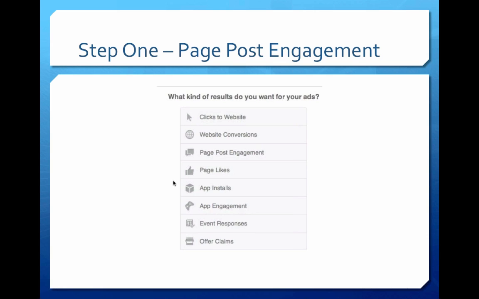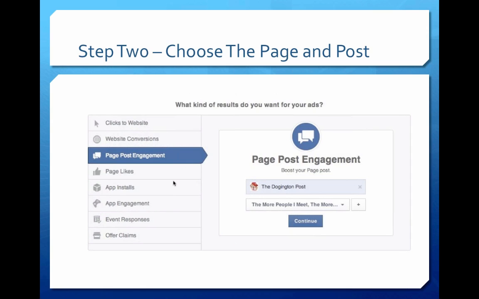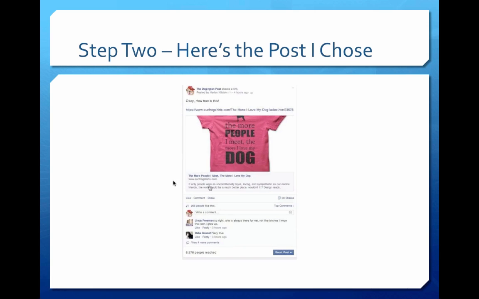So let's walk through it. I select page post engagement. Then it says, okay, which page do you want? I select the Doggington post. Then which post do you want? And it goes back and finds a couple of posts. You can select the post. Which post did I like? Well, I picked one that would make money.